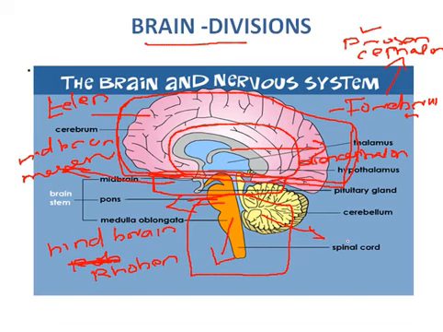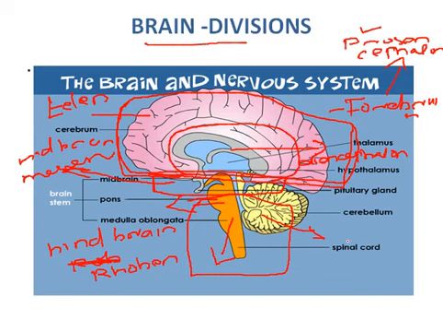So I repeat, there are three divisions. One is forebrain, then midbrain and hindbrain. The other name for forebrain is prosencephalon, for midbrain we call mesencephalon, and hindbrain we call rhombencephalon. The forebrain itself is divided again into two. One is telencephalon and the other one is diencephalon. Telencephalon includes the outer area and diencephalon is the inner area. In the inner area you can see hypothalamus, pituitary gland, pineal gland, etc.